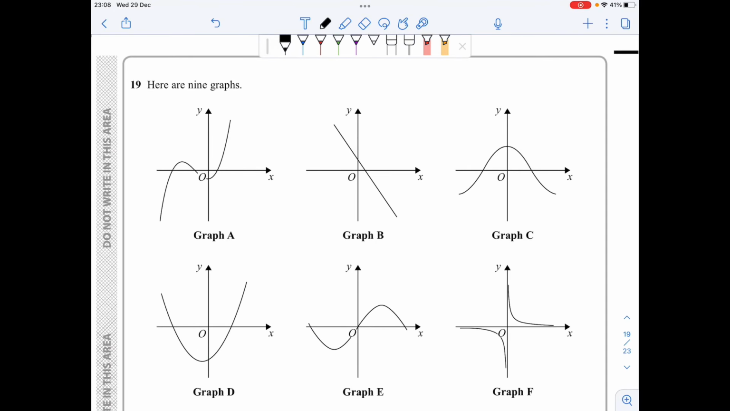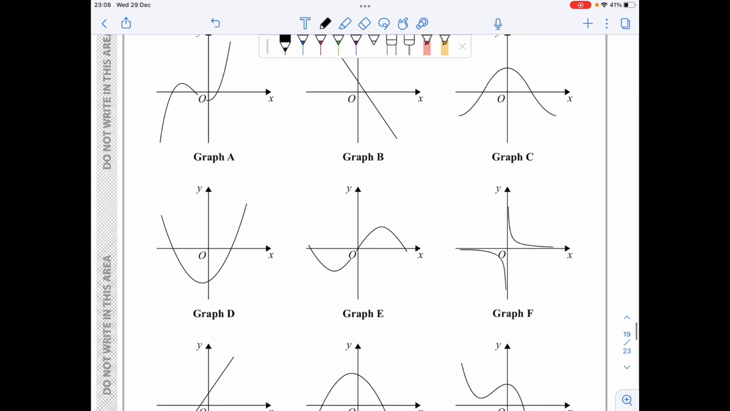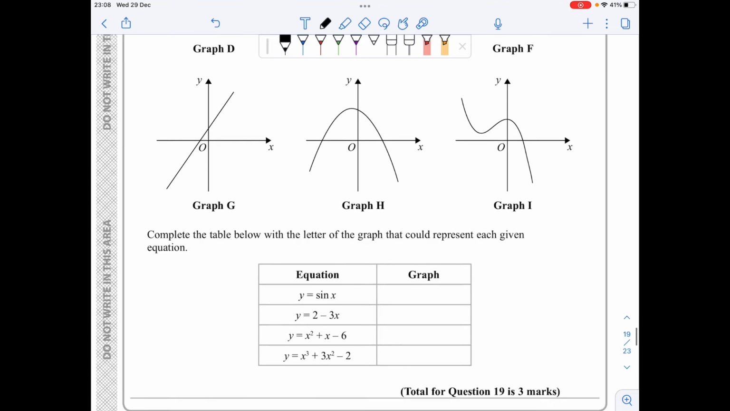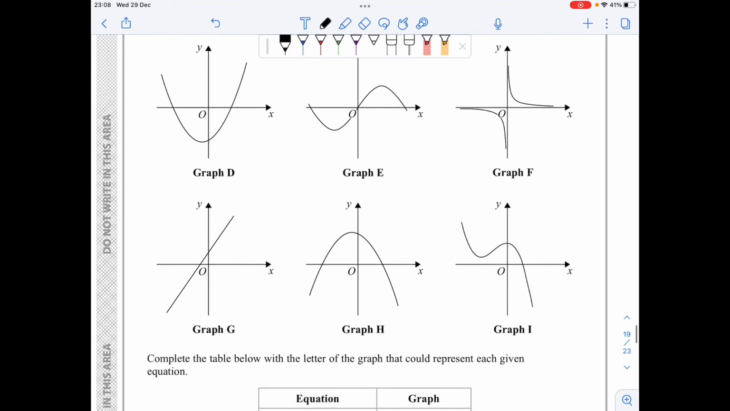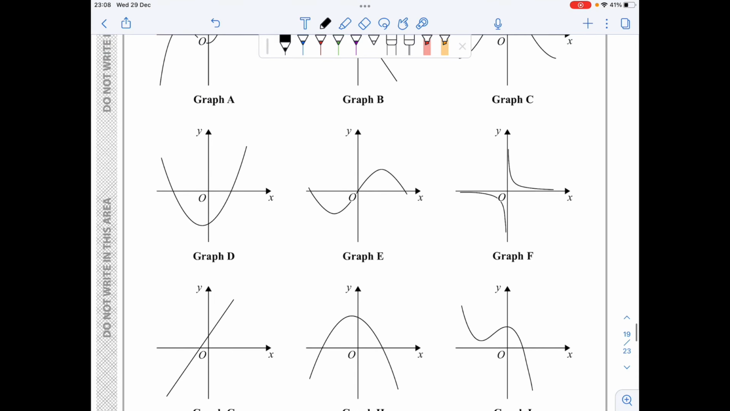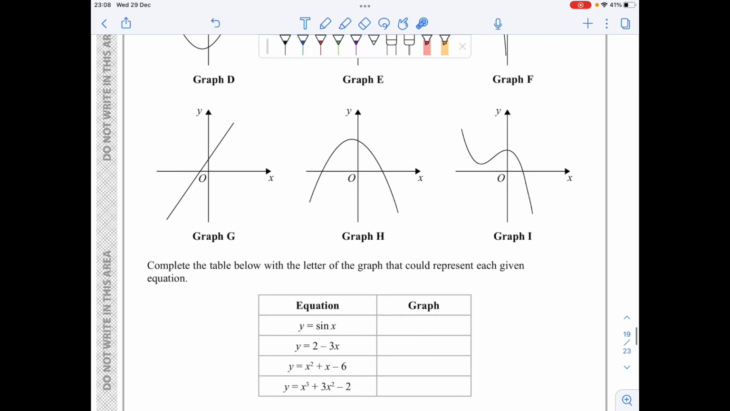In question 19, you have 9 graphs and 4 equations, and you need to select which graph goes with which equation. Now, the first one is y equals sine x. The sine graph is graph E. You should be able to recognize this one. So the answer to the first one is E.